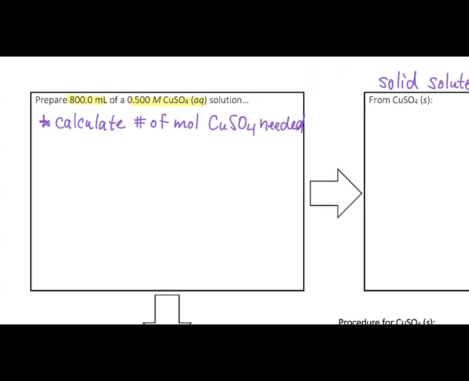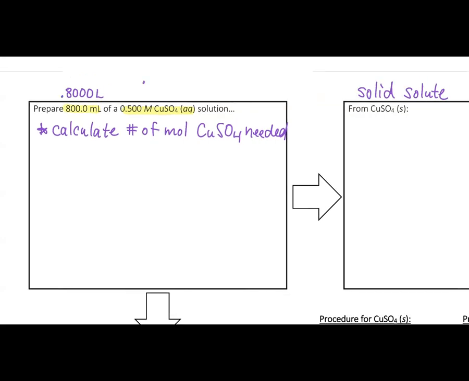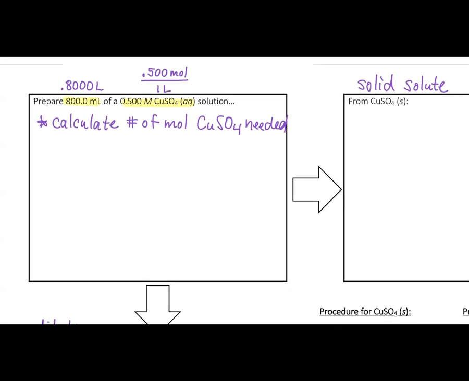So we know that volume is going to have to be in liters for molarity, so we can just change that by dividing by 1,000. I do want to keep my same number of sig figs, so I'm going to make that 0.8000 liters. And then I also know I want to think about that molarity as being 0.500 moles of CuSO4 for every 1 liter. That's going to allow us to figure out the number of moles.